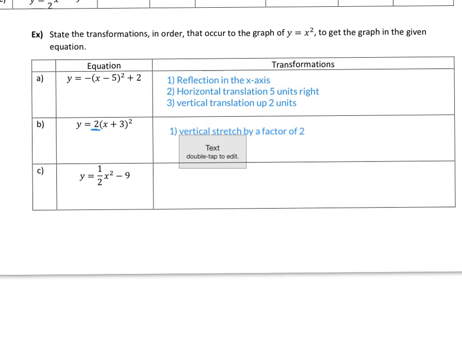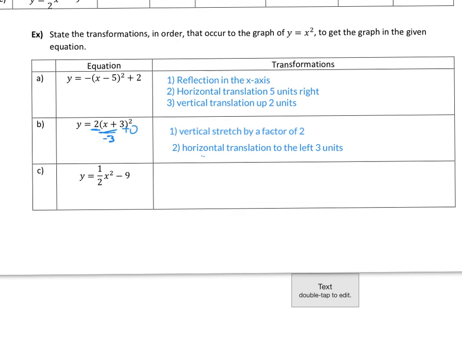The second thing that we're going to have here comes from what's attached to the x, and when it's attached to the x in the bracket with the x, think switch the sign. So -3 would be the x-coordinate of the vertex, and so then it's moving to the left 3 units. And then we have nothing on the end. We could say it's +0. There's no vertical translation up or down on this one.